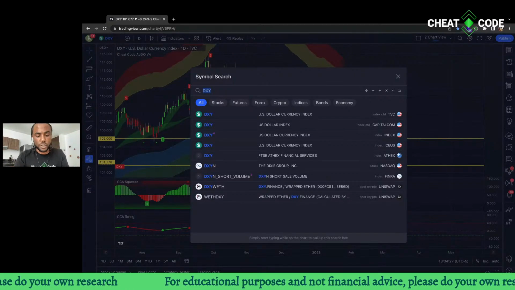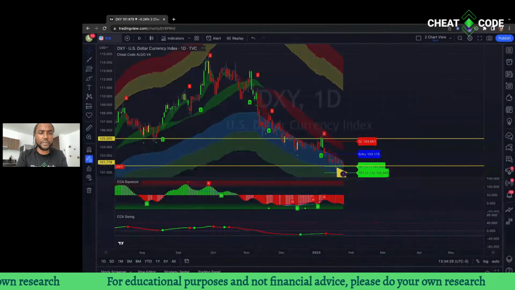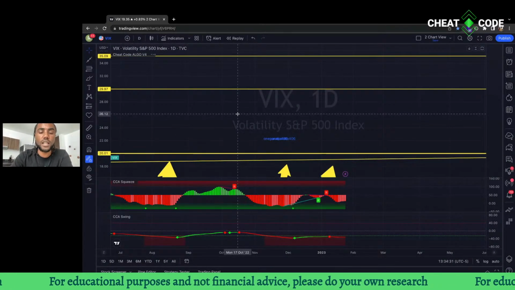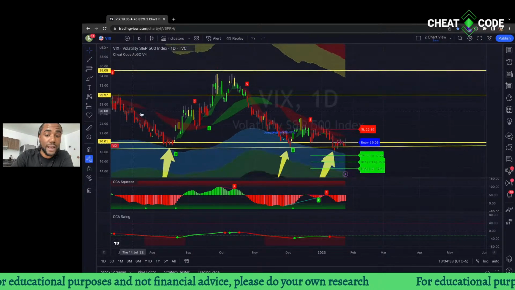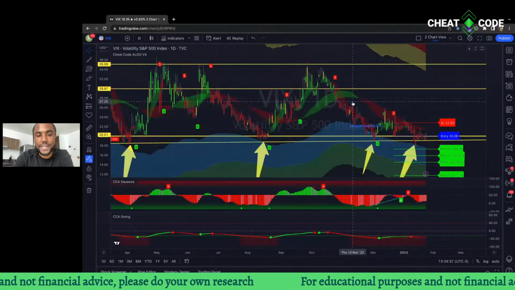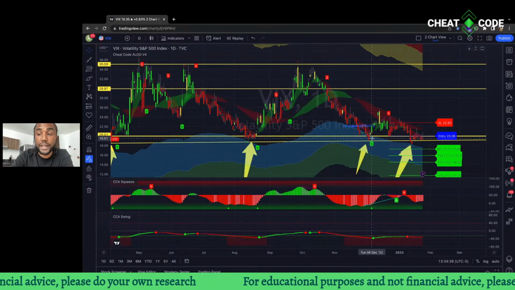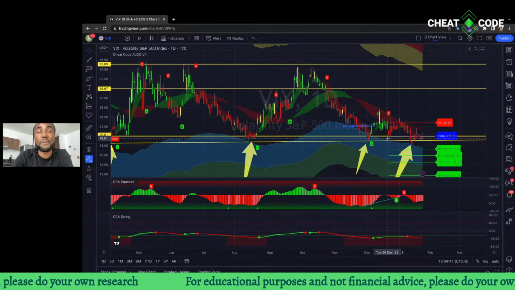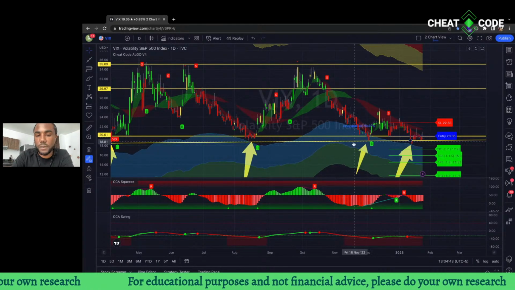Now, another inverse to the market would be the VIX, right? The VIX measures the volatility in the market. When this goes down below 20, it's not a great time to be buying assets, because essentially you are buying with just knowing that there's volatility coming, right?